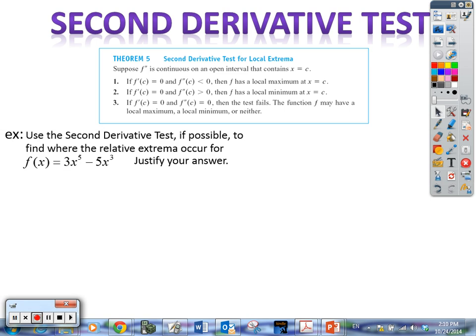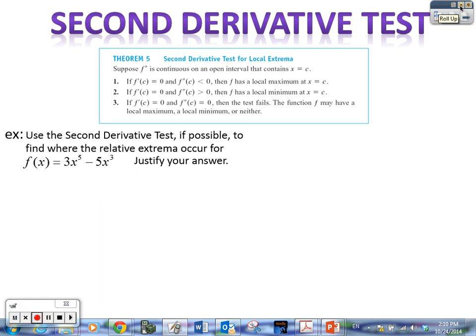Okay guys, let's take a look at our lesson for today. We're going to look at the second derivative test. We went over the first derivative test yesterday or the day before, I can't remember, and I love the first derivative test. That's the first test that I would use. The second derivative test, though, is our backup test.